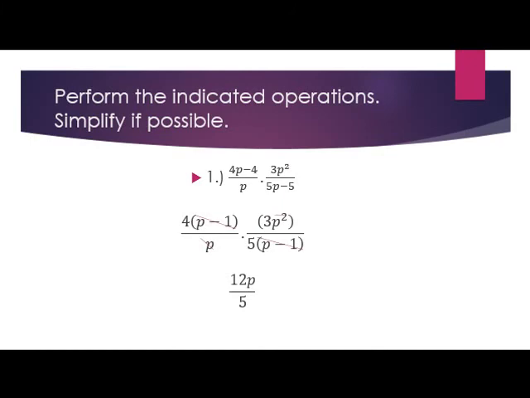Final answer, the only thing that's left is 4 times 3, or 12 on the top with a p, and 5 on the bottom, so it's 12p over 5.